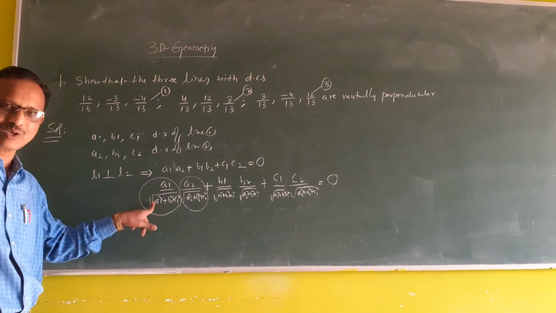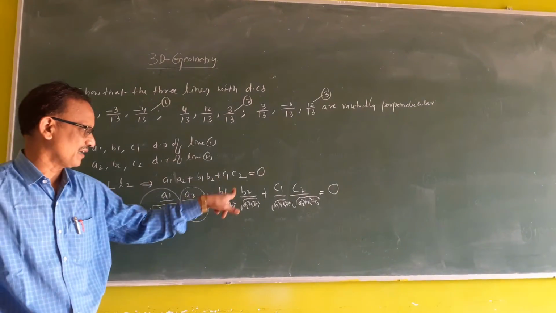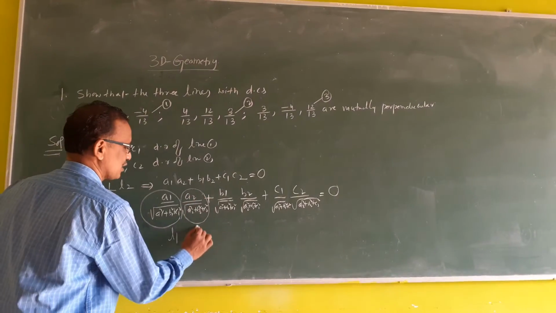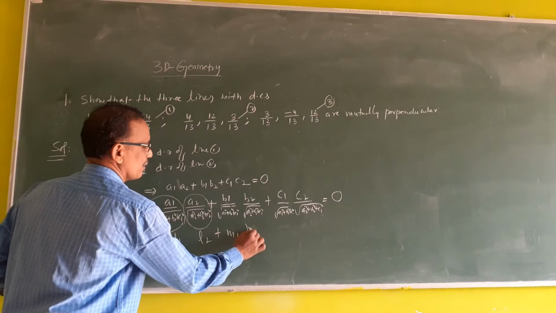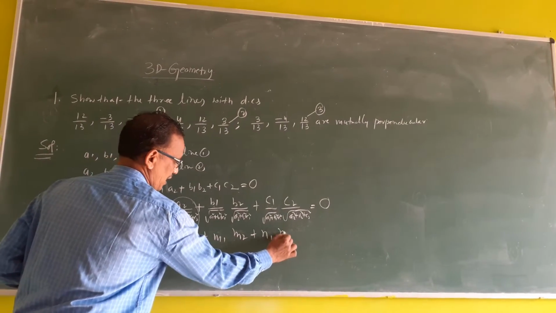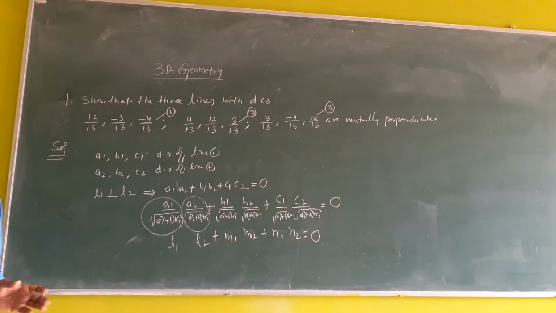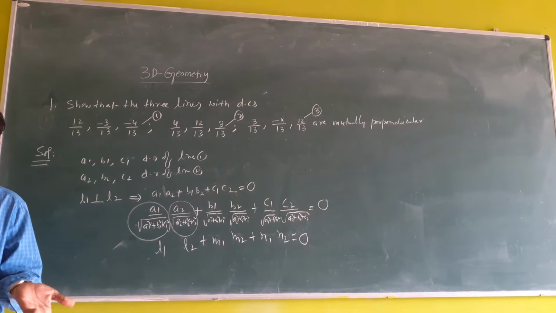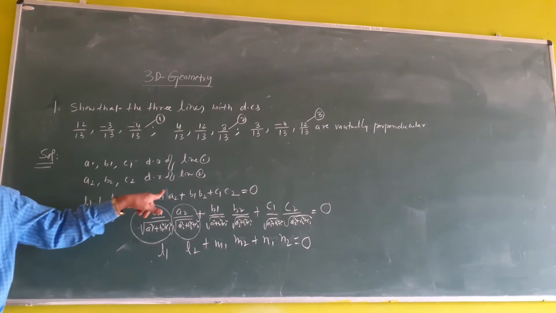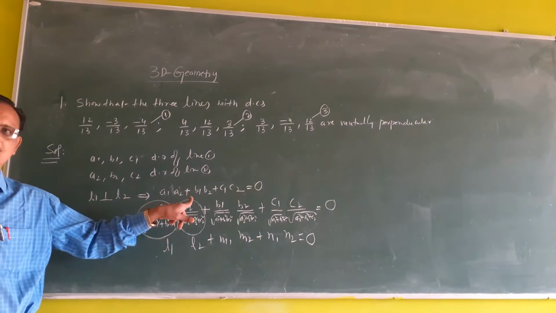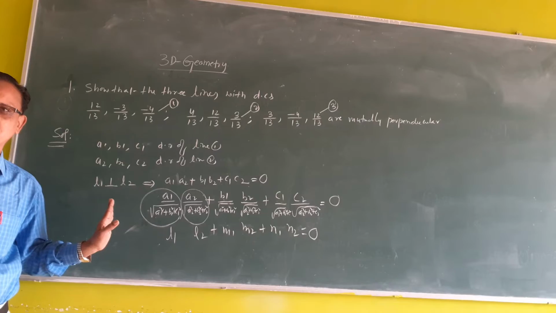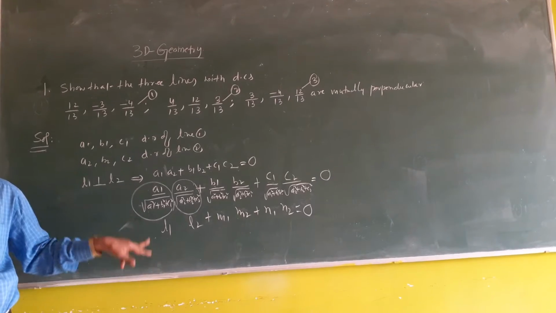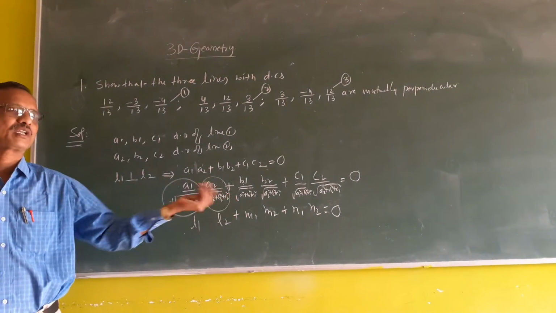Direction cosines of the first line, this is l1, this is l2, this is m1, m2, this is n1, n2. That means the sum of the product of direction cosines is also 0. See, the sum of the product of direction ratios is 0 when two lines are perpendicular. Then it is also applicable to direction cosines. Direction ratios is applicable, direction cosines is equally applicable.